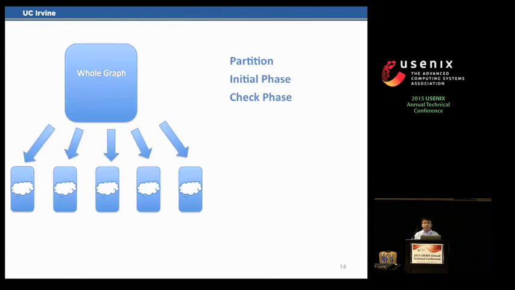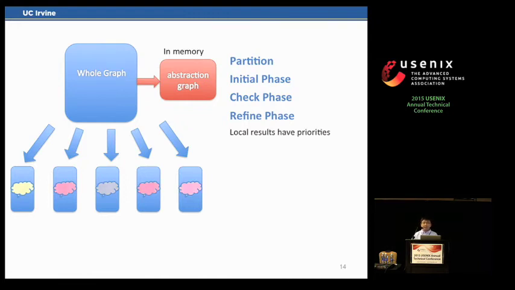Given a very large graph, GraphQ first partitions it into small subgraphs, and in the initial phase, GraphQ computes the local solutions and checks if the query can be answered. If the query cannot be answered, the refine phase is triggered, and an abstraction graph is used to provide some guidance to select partitions to merge. As a summarization of the concrete graph, the abstraction graph is much smaller in size and can always be held in memory.